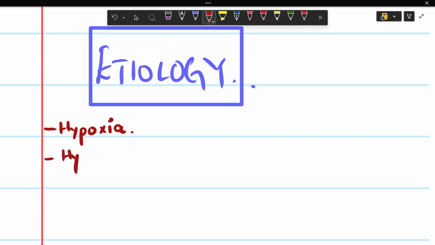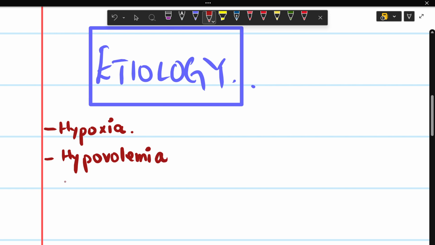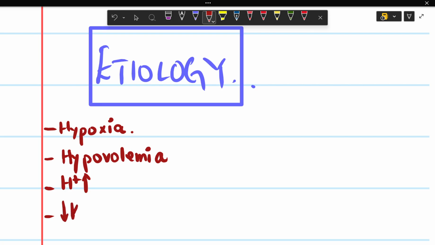Or hypovolemia. Hypovolemia can be due to dehydration, acute gastroenteritis, diarrhea, vomiting, or even blood loss in certain cases, such as clotting factor diseases. Hypovolemia can be a causative agent of hypoperfusion, right? Acidosis, if the H positive ions increase in blood, will also contribute to bradycardia. Hypokalemia, if there is low potassium concentration. Then hypoglycemia.